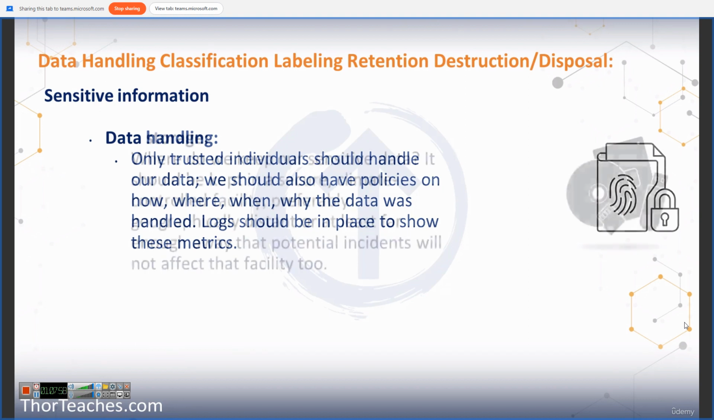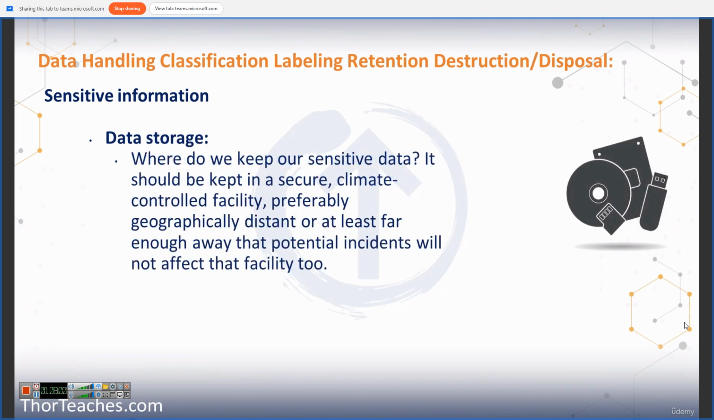Now, how we store our data is, of course, also very critical. The attackers always look for the weakest link. If, for instance, we use backup tapes, well then, the backup tapes should be kept in a secure climate control facility that is preferably geographically distant. Because while the majority of the restores that we do are not critical, it's most likely just a user that deleted some files and they need to restore them, we're still going to have the rare ones, the ones that are actually very important, where we have a disaster.